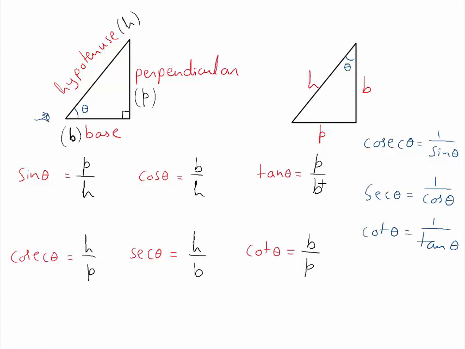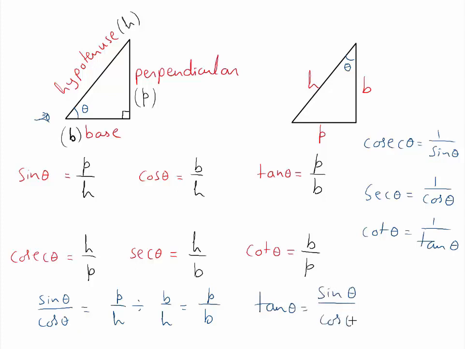One more thing we can see that sine theta divided by cos theta will give us perpendicular upon hypotenuse divided by base upon hypotenuse, which upon simplification will give us P by B, which is tan theta. So we have two more formulas. Tan theta equals sine theta by cos theta. Similarly, cot theta equals cos theta by sine theta.